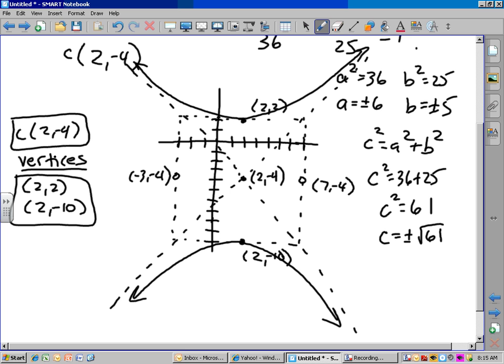So, foci, where do they occur? I'll put this in just to show you. You don't have to put this in. What are we calling this red axis? The red axis is the transverse axis. The blue is the conjugate axis. The foci occur on the transverse axis along with the vertices. Remember, they go inside the curve. So, they're going to be added to what?